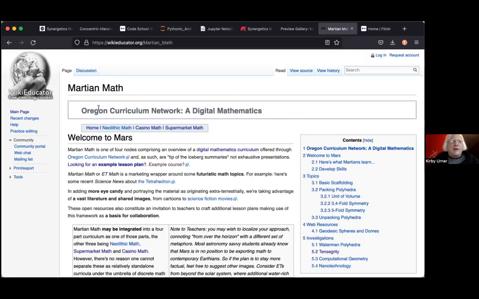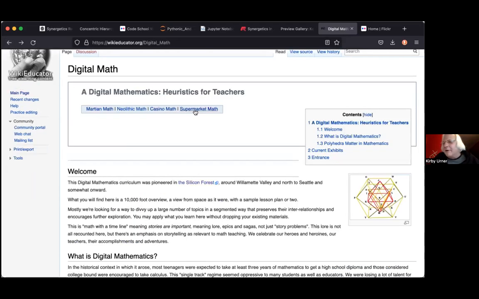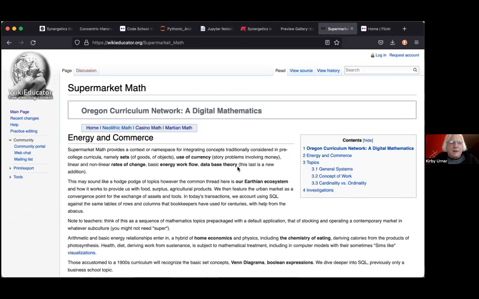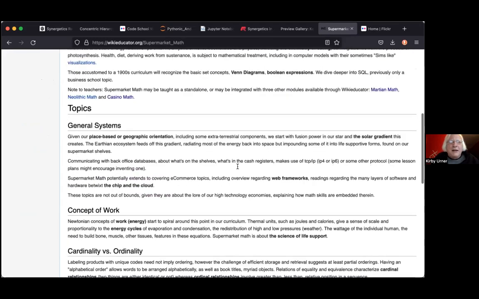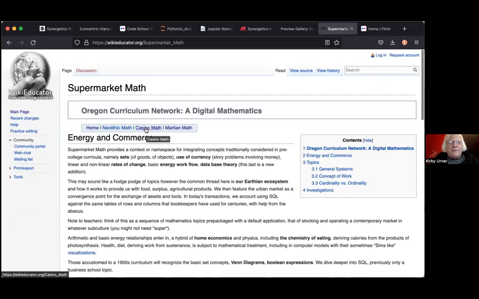Now, for me and nobody else really, in my own private world, I've got Martian math as one of four maths that we call digital math as a whole. And there's supermarket math, which is about the distribution of food, databases, commerce, energy and commerce. All of these get spelled out as to what they mean. And they kind of cover all of life in their own way.